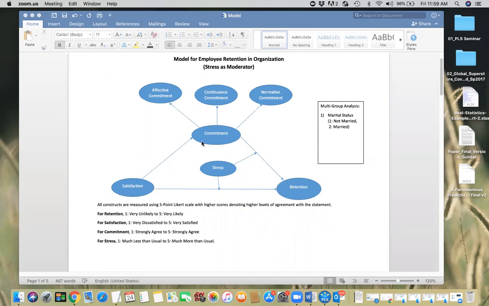Basically, this is a satisfaction, commitment, and retention model. More satisfaction leads to more commitment, which in turn will lead to more retention. Likewise, higher satisfaction might lead to more retention of the employees in the organization. And they are all measured using 5-point Likert scale data, with higher scores denoting a higher level of agreement with the statement. And for retention, we're using 1 as very unlikely to 5 very likely.